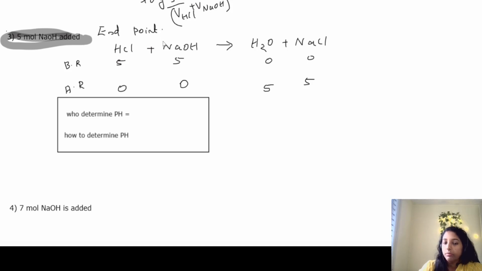Got it? Okay, so here who is in the reaction medium? In the reaction medium there is only NaCl and H2O, right? So who determines the pH? Definitely the NaCl solution, right? As I told you in the top case, NaCl will not contribute anything. NaCl is neutral, but here what to do? There is nothing other than NaCl and H2O. So definitely that will be the factor which determines the pH.